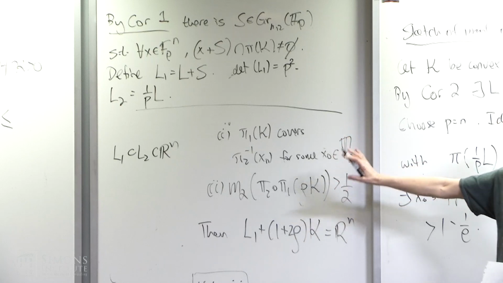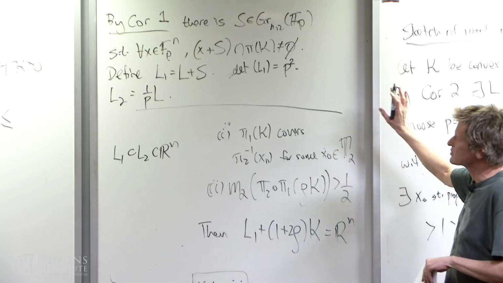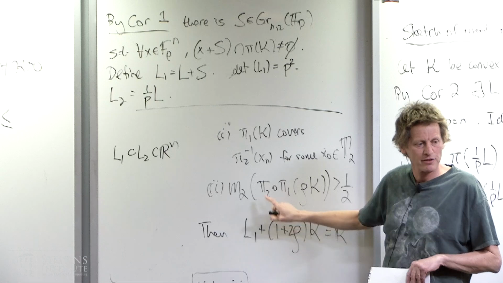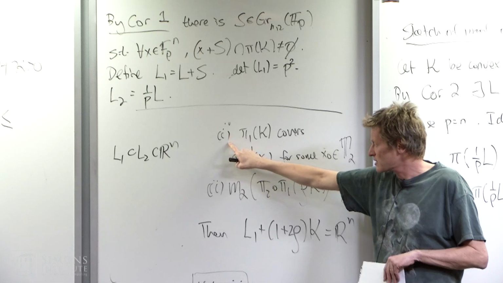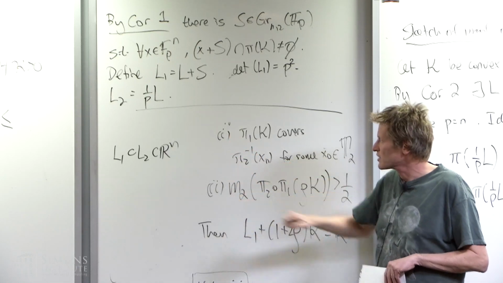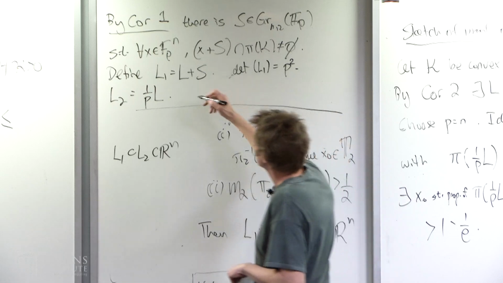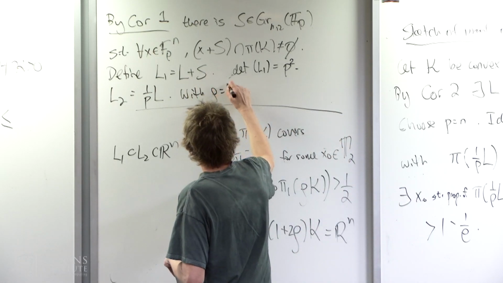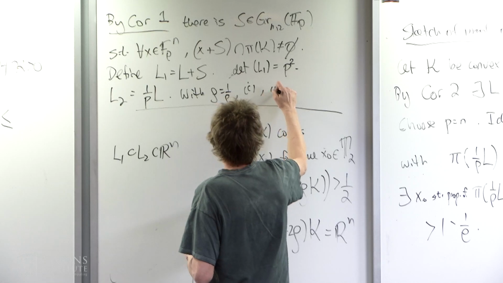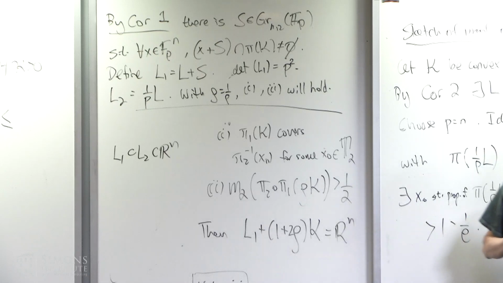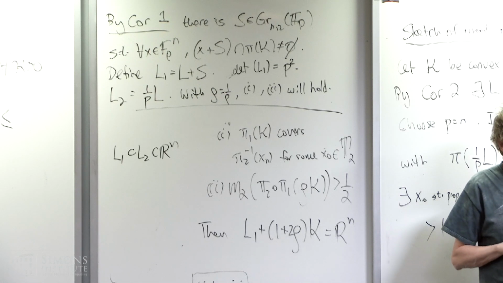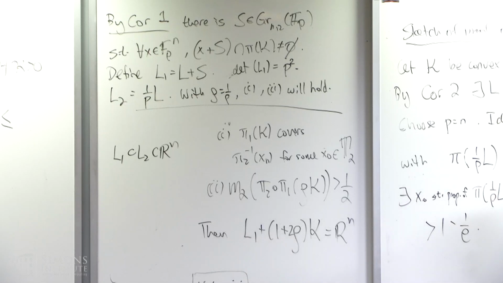So if you think about this for a moment, you'll see that with these choices, both of these hypotheses hold. I've told you how to verify this hypothesis, which is the main hypothesis. With these choices, this hypothesis will hold, and so will this hypothesis if I choose rho to be 1 over p. So with rho equals 1 over p, 1 and 2 hold. You can convince yourself that I haven't lied to you, and it just follows from this choice of L1. And that's sort of the punchline of the proof.